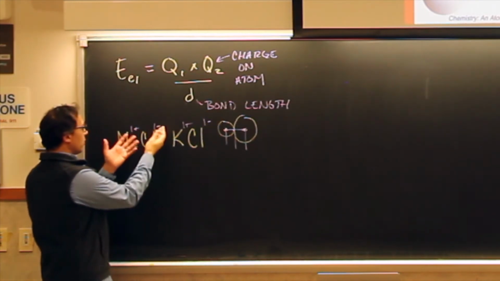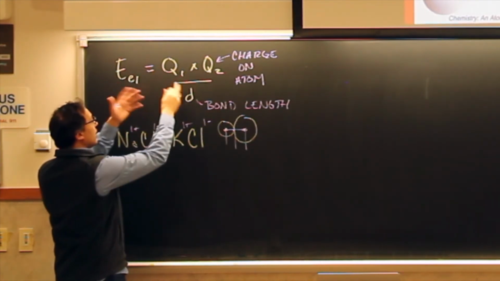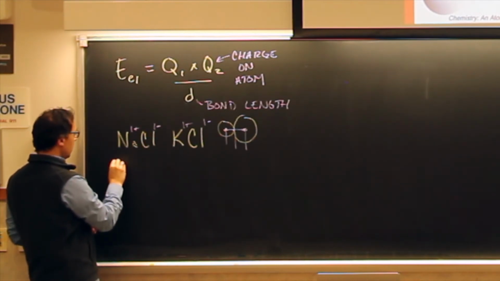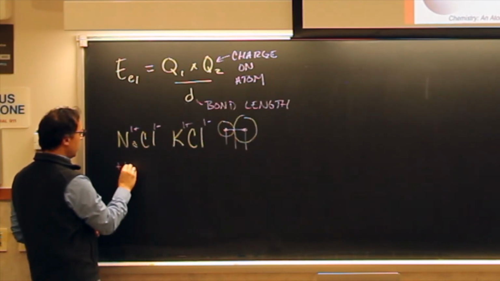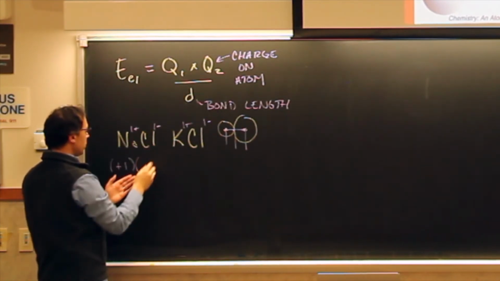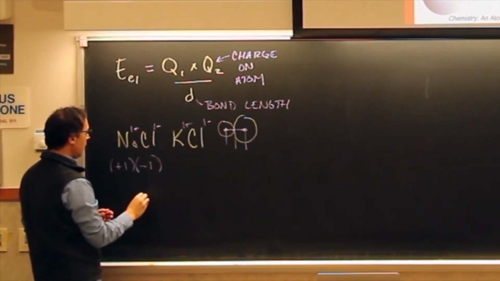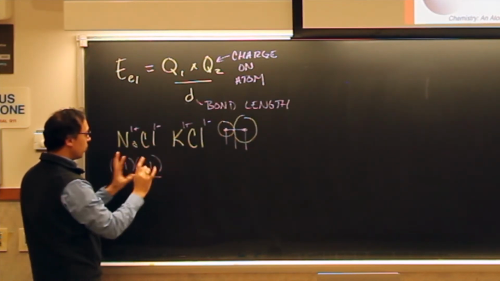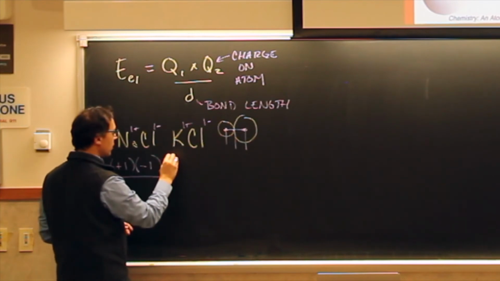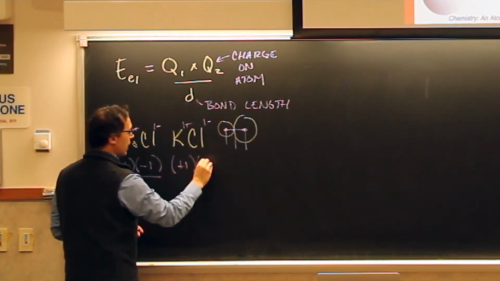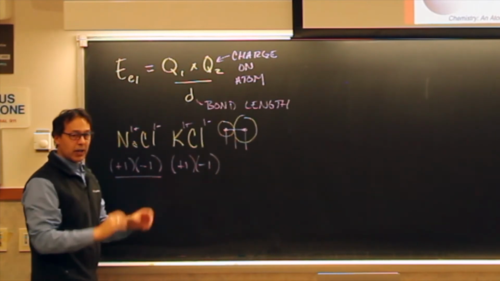Okay, so plus 1. Now if we put that into the equation here, we would say this is plus 1, like this for Q1, and then Q2 is going to be minus 1. And then down below, we're going to have some distance between these two, and we'll get back to that. Now, for this one here, it's going to be the same thing. We're going to go plus 1, and then minus 1, like that. We're going to multiply them together.